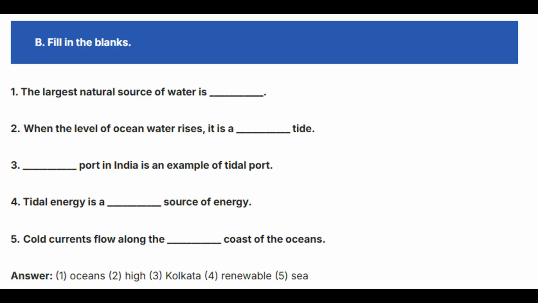B. Fill in the blanks. First, the largest natural source of water is oceans. Second, when the level of ocean water rises, it is a high tide. Third, Kolkata Port in India is an example of a tidal port. Fourth, tidal energy is a renewable source of energy. Fifth, cold currents flow along the sea coast of the oceans.